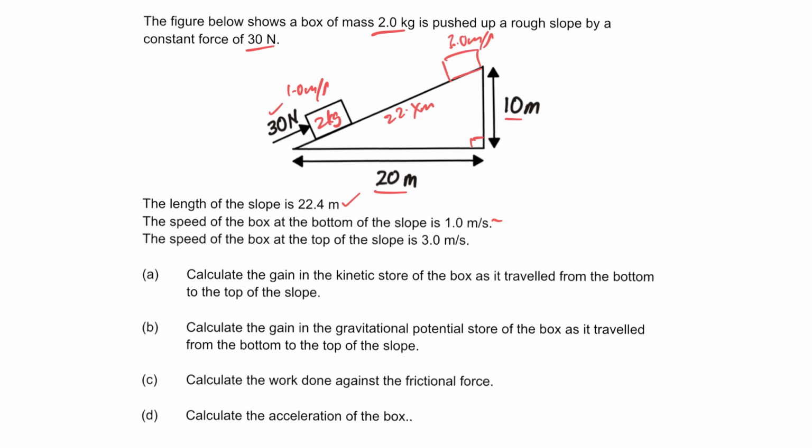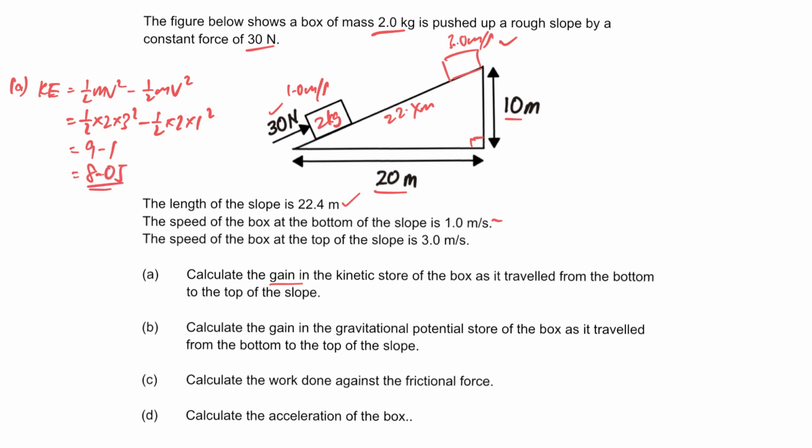So let's start with part A, where you're supposed to find the gain in the KE. The gain in the KE is basically the final KE minus the initial KE. The final is half times the mass, which is 2 kg, times the final speed 3 squared, minus half times 2 times 1 squared. So you will have 9 minus 1, and that will be 8.0 joules.